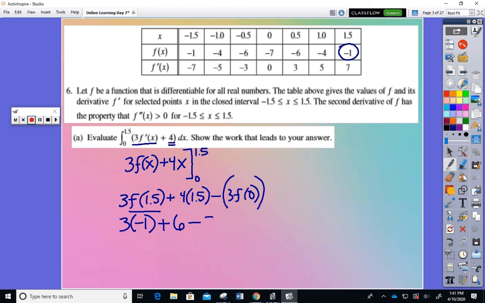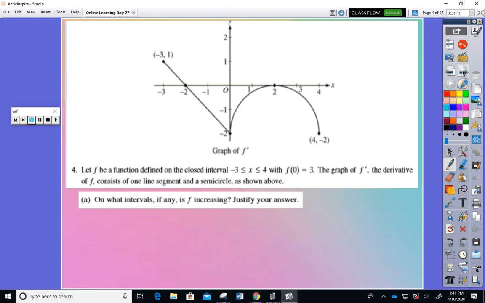Minus 3 times, now I'm going to look at the table again to find f of 0, and f of 0 looks like to me it's negative 7. So I've got negative 3 plus 6 plus 21. It looks like to me it's 27 minus 3 is 24. And there you go. So those are pretty direct applications, not anything too crazy.